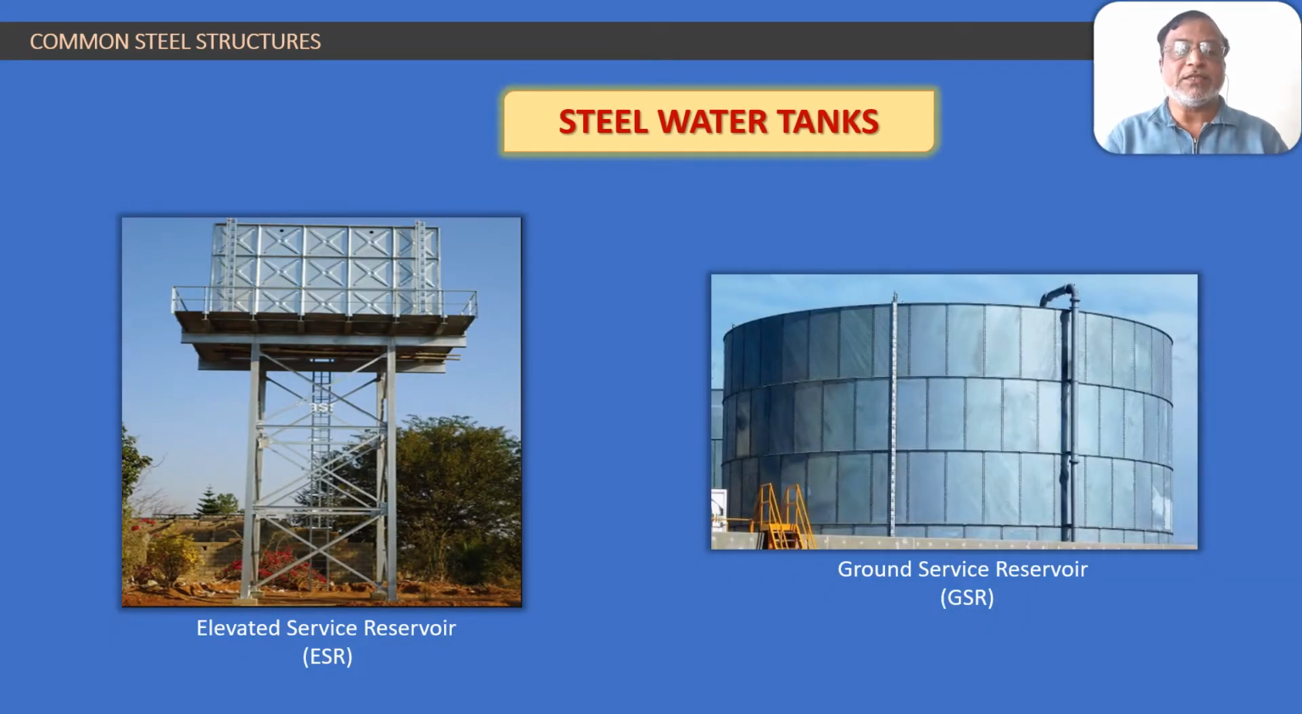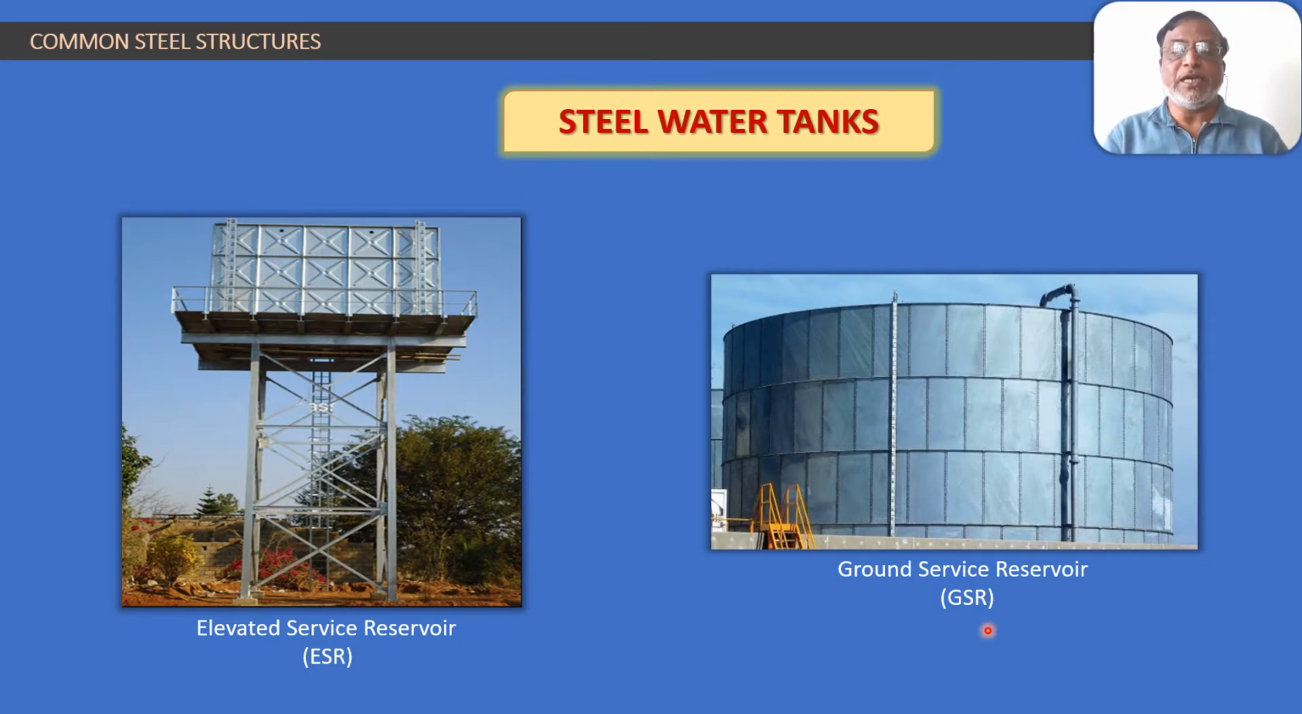The next steel structure is steel water tanks. We get steel water tanks in 2 varieties. The first variety is the ground resting steel water tank, or you can call it a ground service reservoir, in short GSR. It is not necessary that a steel tank should contain only water. It can be used to retain other liquids, fluids or fuels also.